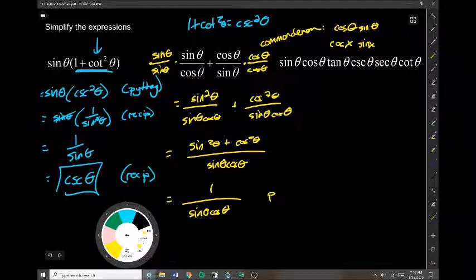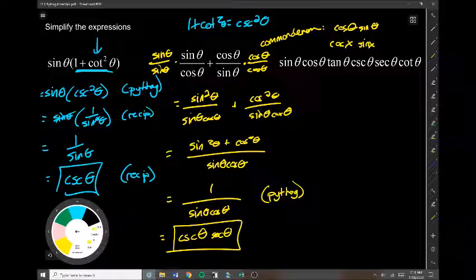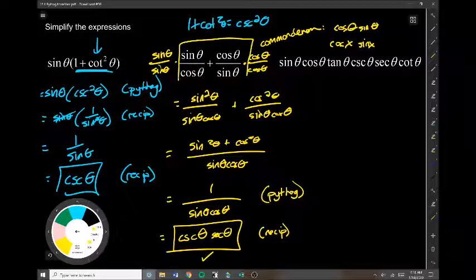Okay, this is a Pythag identity. Sine squared plus cosine squared is just 1. Well, 1 over sine is cosecant. 1 over cosine is secant. That's as far as that one's getting. So like I said, I would love to be able to write this as a single trig function. This one can't, and that's okay. I think you'll agree that cosecant secant is far simpler than sine over cosine plus cosine over sine.